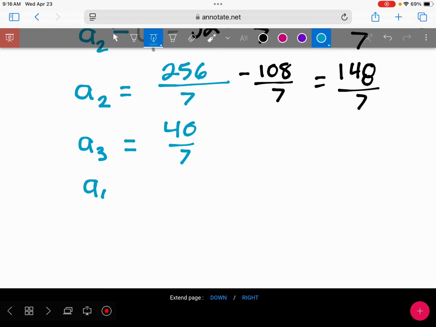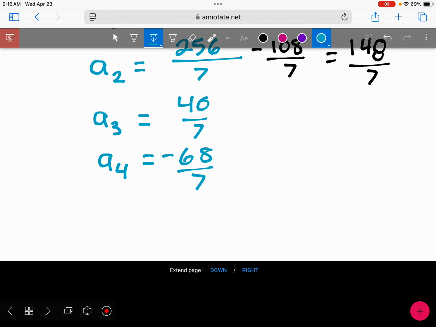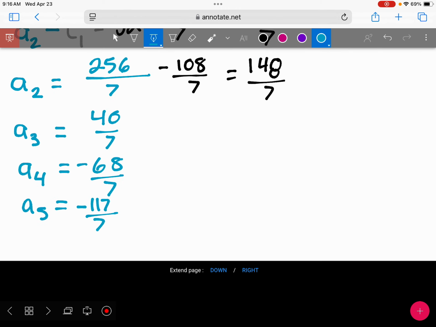Our A sub 4, negative 68 over 7. A sub 5, negative 117 over 7. And then our last one, A sub 6.